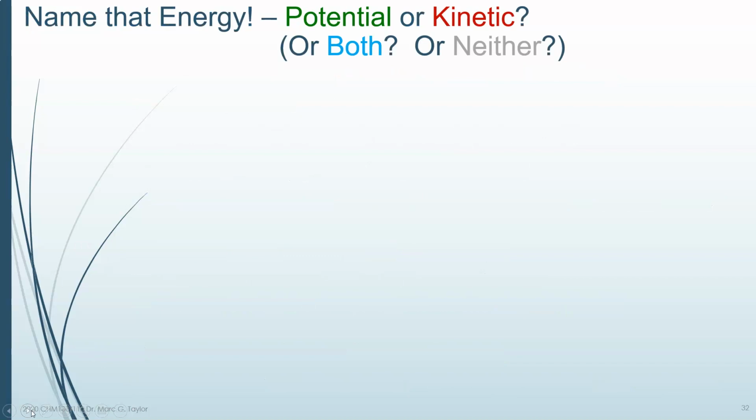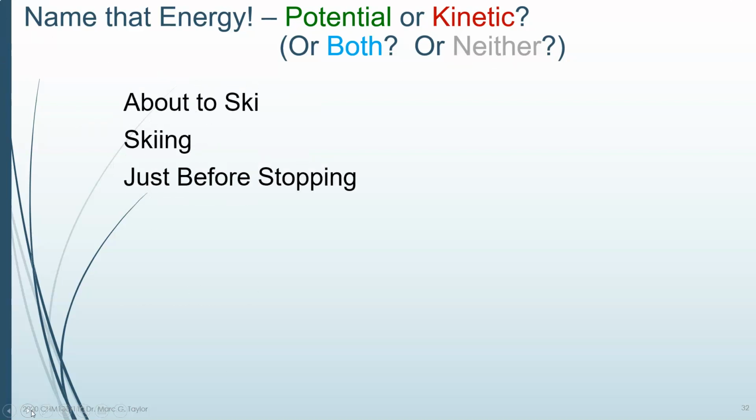So let's look at potential versus kinetic. Remember, kinetic is movement, potential is stored. Is it potential, kinetic, both, or neither? Well, we have about to ski, skiing, and just before stopping. If you're about to ski, you have potential energy. You're at the top of the mountain, you haven't started moving, the energy is stored in the fact that you're high up and gravity is pulling you down.